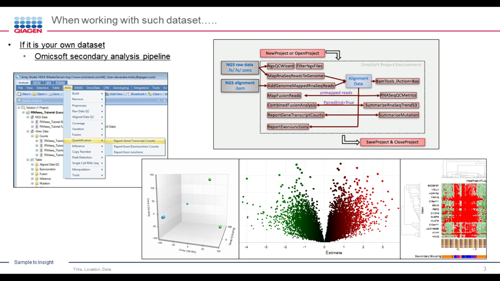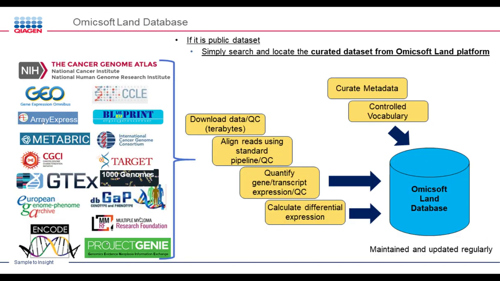Once you do all that, you can generate various plots that are shown on the screen over here. You can generate a principal component analysis and principal coordinate analysis plot. You can also generate a volcano plot, which is in the center of the screen. And you can also generate a heat map, which is on the lower right corner of the screen.